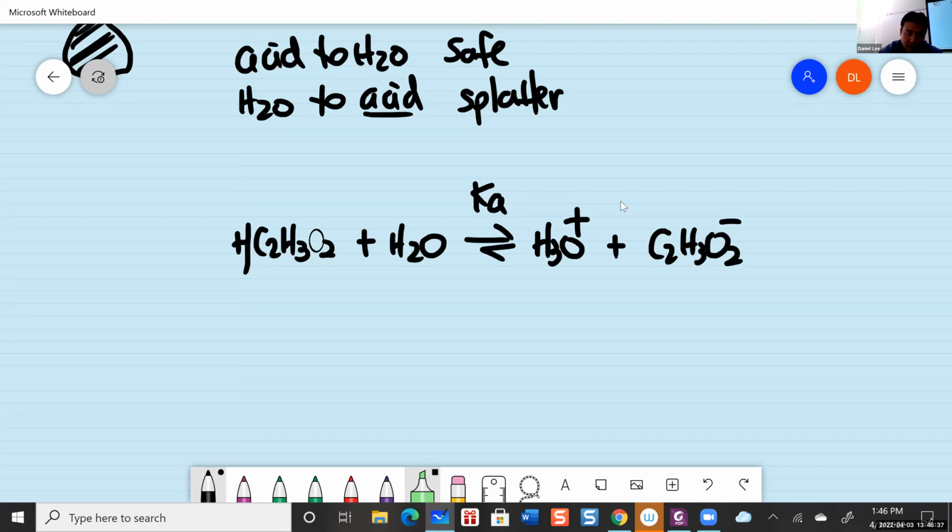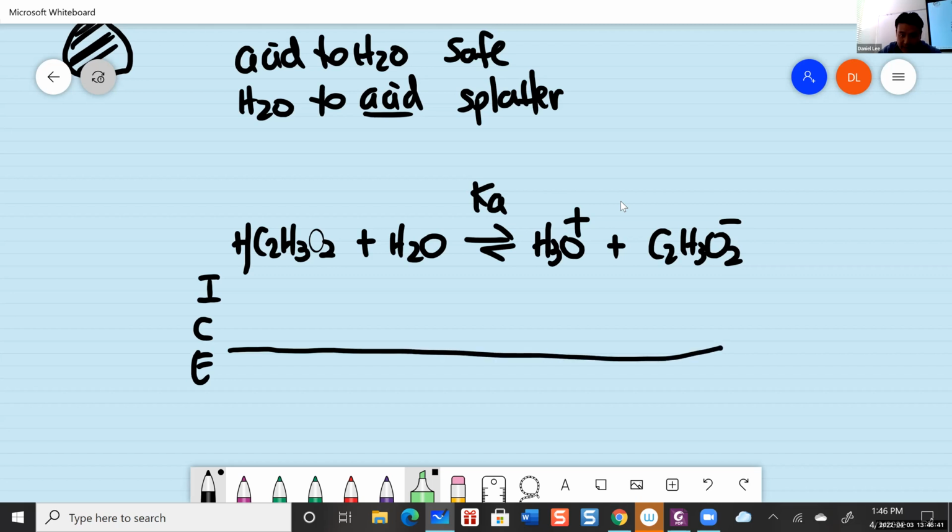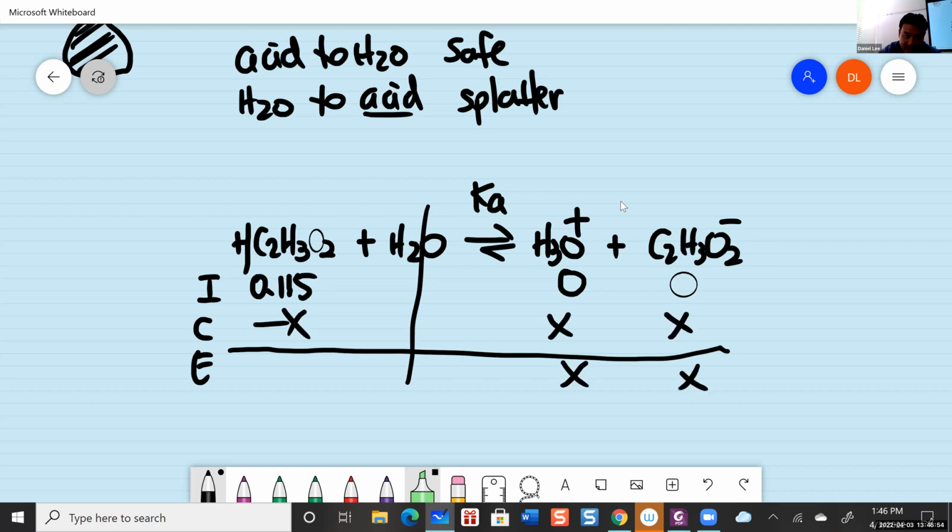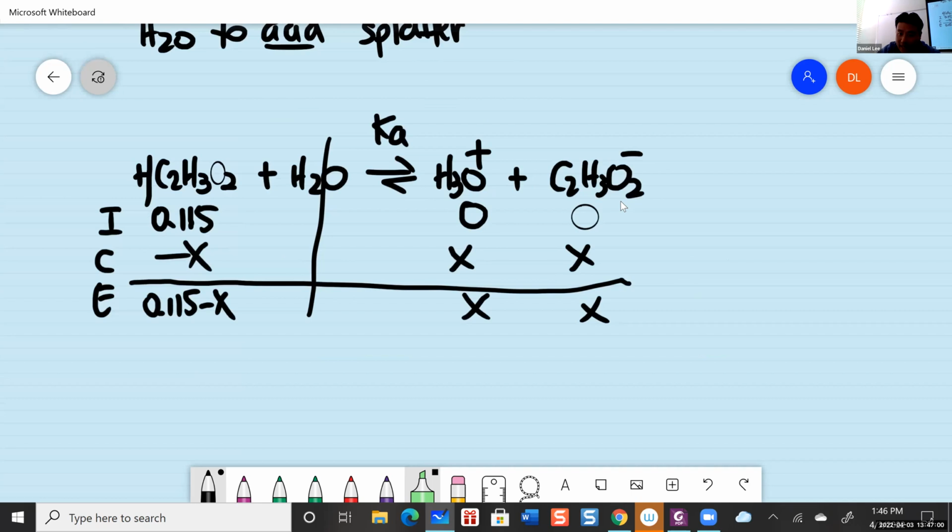So how do I show work? If you want to show work, this is how you show work. Okay? If you don't, that is fine too, yeah? So this is 0.115. Water, you don't care, just placeholder, 0, 0, minus x, plus x, plus x, right? So do you see that? Usually we will be solving for x by setting up Ka is x squared over 0.115.